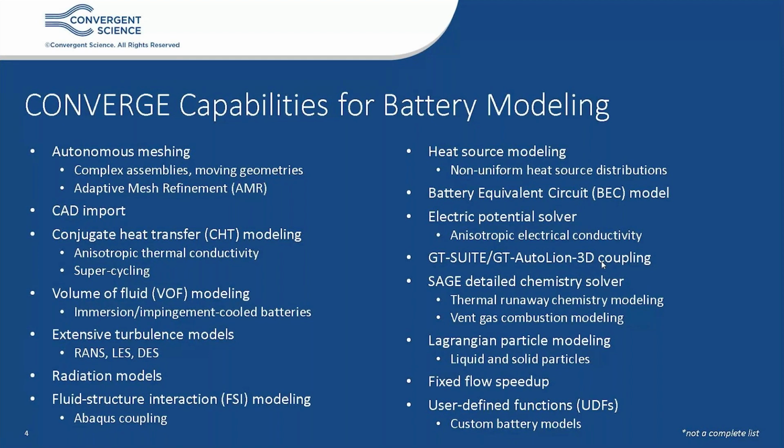You can use experimental data to specify a heat source, which can be non-uniform. Converge also contains the equivalent circuit model and the electric potential solver, which will allow you to evaluate an electrothermal response. Converge also has the ability to directly couple an interface with GT Suite and GT Autoline 3D, whereby you might construct a system-level model for your battery pack, but calculate or evaluate detailed flow simulations using Converge.